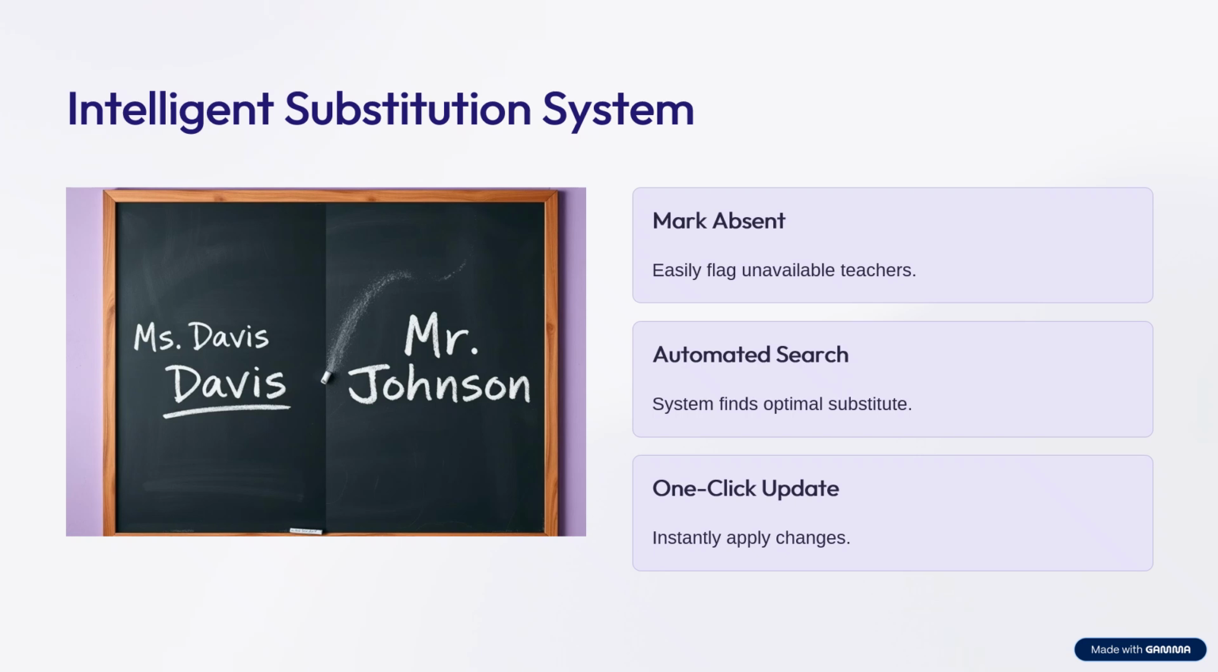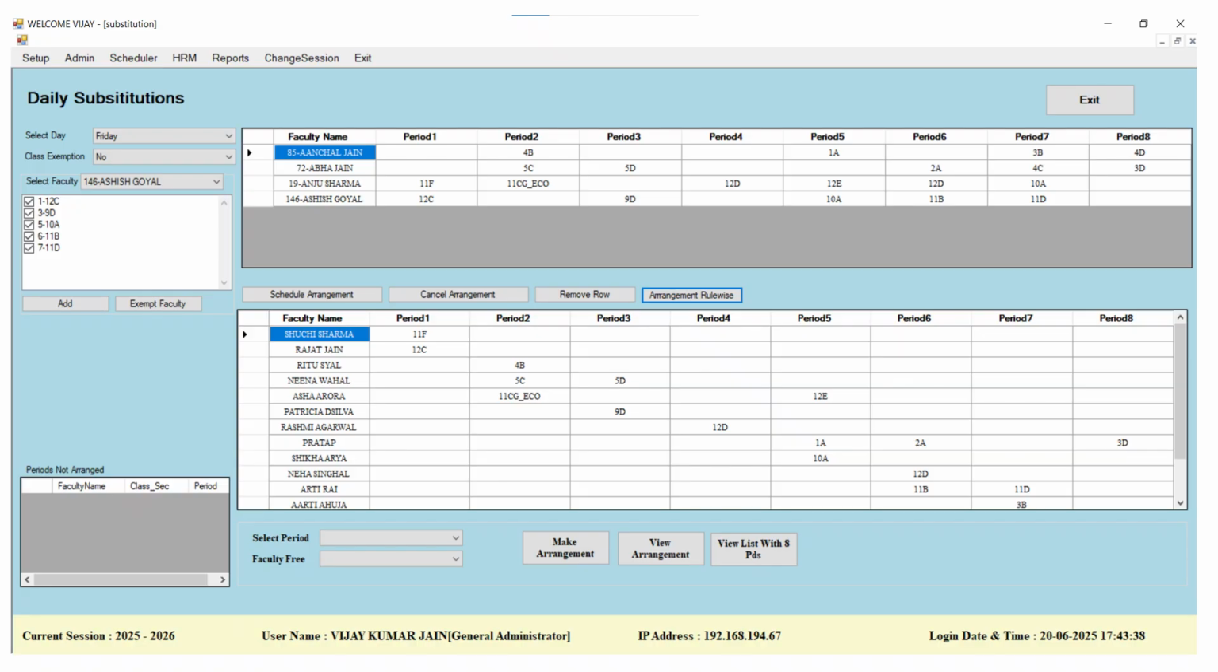Now let's talk about one of the most useful features of this software, that is the intelligent substitution system. In every school, we know that teachers may be absent due to leave, training or sudden reasons. When this happens, arranging a substitute teacher becomes a big challenge. Our software makes this process very simple and quick.